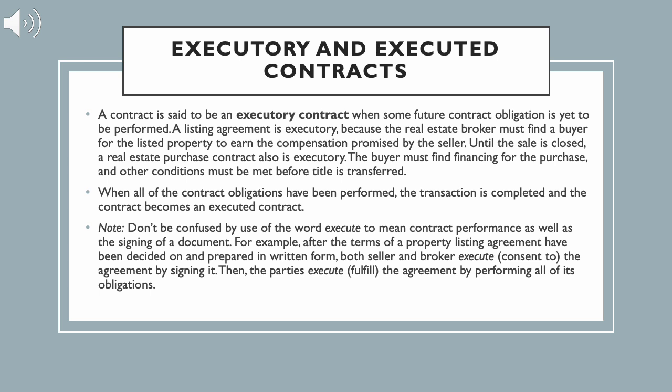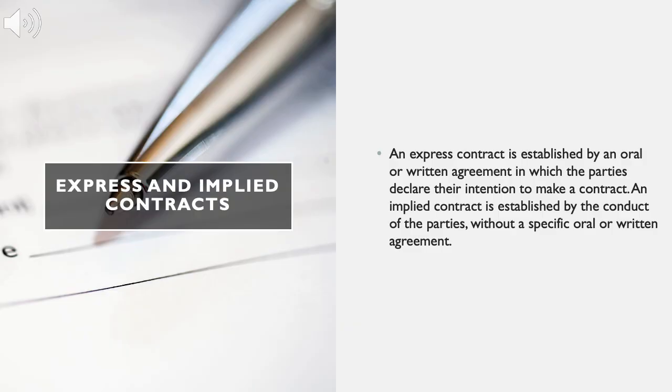Note, don't be confused by use of the word execute to mean contract performance, as well as the signing of a document. For example, after the terms of a property listing agreement have been decided on and prepared in written form, both seller and broker execute, or consent to, the agreement by signing it. Then the parties fulfill the agreement by performing all of its obligations. Express and implied contracts. An express contract is established by an oral or written agreement in which the parties declare their intention to make a contract. An implied contract is established by the conduct of the parties without a specific oral or written agreement.